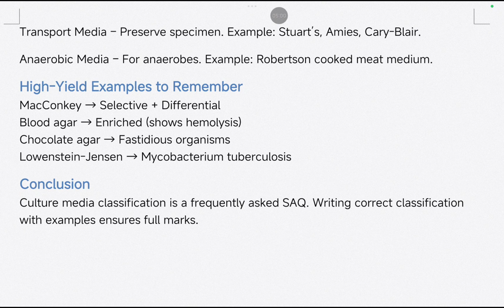So what are the few very important topics? MacConkey, you have to remember, is both selective and differential. Blood agar is an enriched medium which shows hemolysis. Chocolate agar is specifically for fastidious organisms, and Lowenstein-Jensen medium is for Mycobacterium tuberculosis. This is an exception, and Mycobacterium tuberculosis has a very high probability of being asked. So you have to remember LJ medium. What is the conclusion? Culture media classification is a frequently asked question.